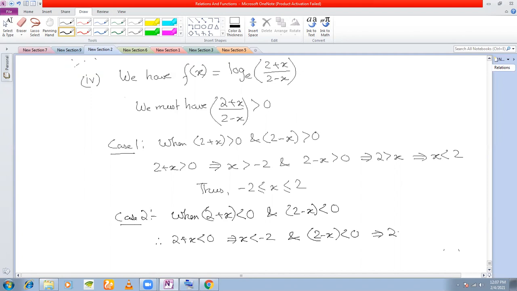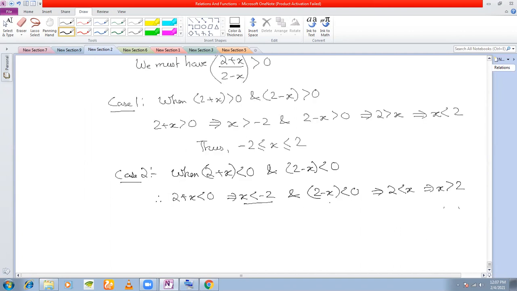It gives 2 is less than x. That means x is greater than 2. So what does this give us? x is less than -2 and x is greater than 2. Is it possible simultaneously that x can be less than -2 and x can be greater than +2? Is it possible? So this is absurd. That is, case 2 is rejected. You understood this, what I'm trying to say?